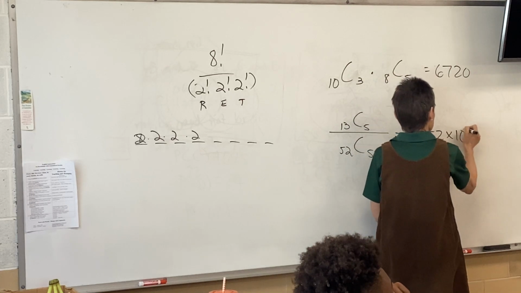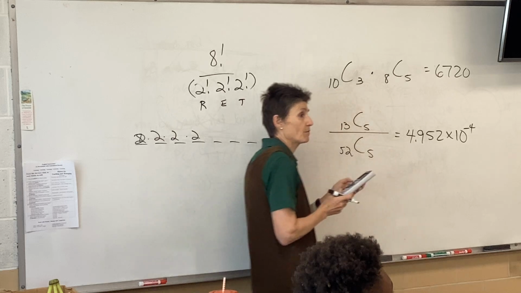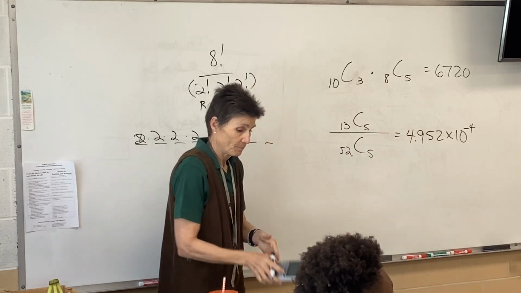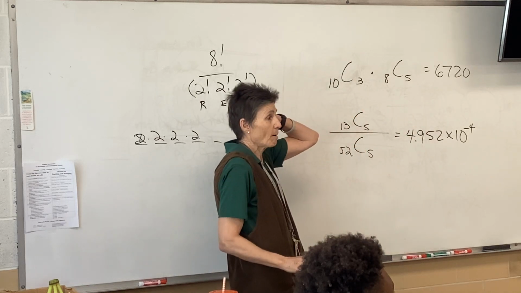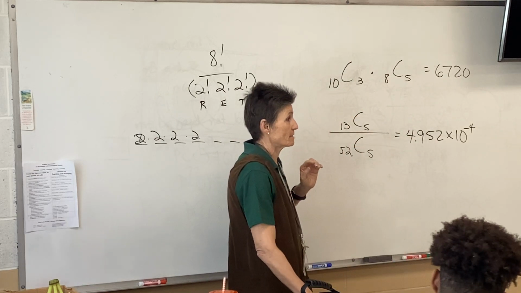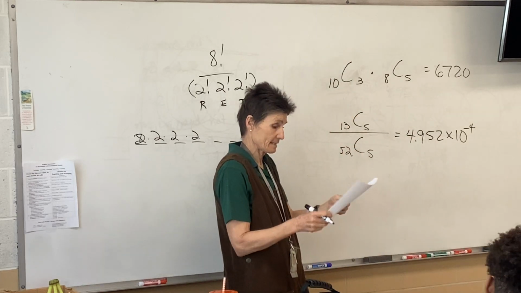4.952 times 10 to the negative 4th. If you don't put this on the end, you're wrong, totally. Probabilities are less than 1, so 4.95 doesn't make any sense.